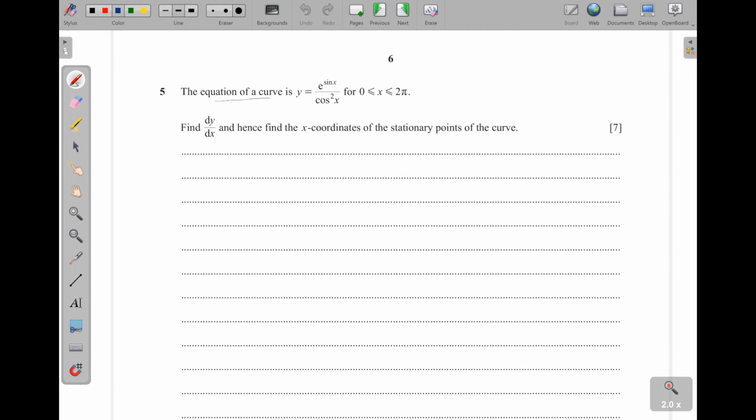Question 5. The equation of the curve is y equals e to the power of sin x divided by cos squared of x for x ranging from 0 to 2π. Find dy/dx and hence find the x coordinates of the stationary points.